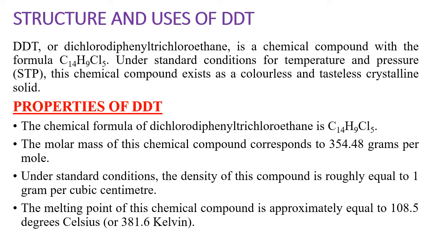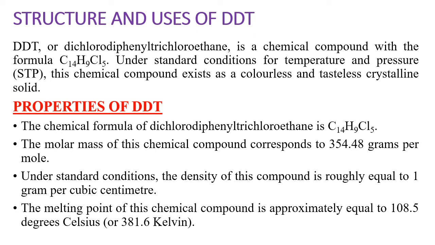Next, properties of DDT. The chemical formula of dichlorodiphenyl trichloroethane is C14H9Cl5. The molar mass of this compound is 354.48 grams per mole. Under standard conditions, the density of this compound is roughly equal to 1 gram per cubic centimeter.